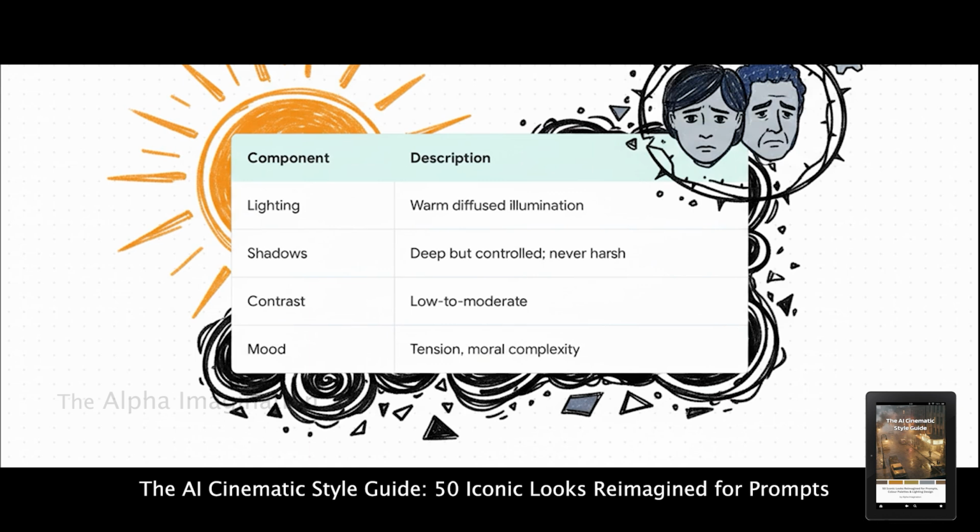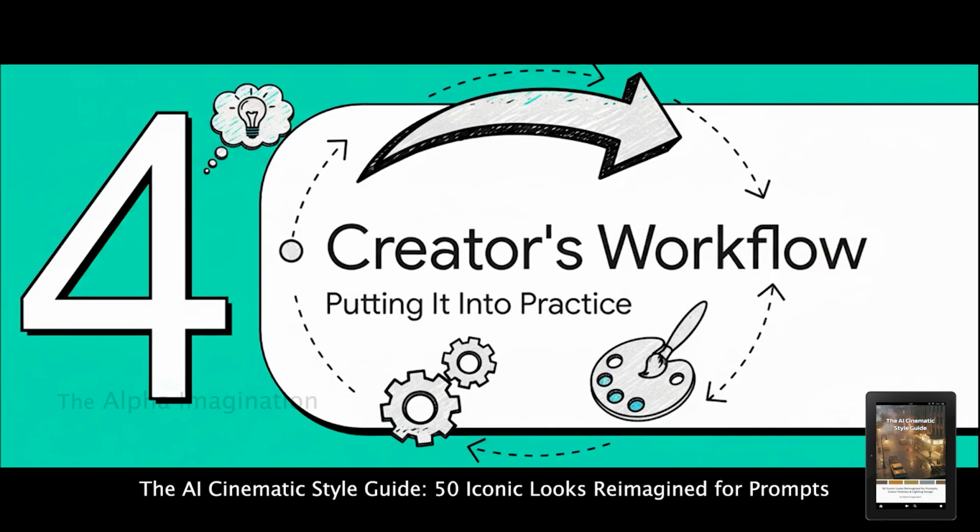The warm, diffused lighting feels intimate, right? But the deep but controlled shadows add a sense of mystery. The low to moderate contrast keeps it feeling realistic, which reinforces that whole mood of tension and moral complexity. When you define each part like this, you get a consistent feeling, not just a consistent look. Okay, so we've seen how to take a style apart. Now let's talk about how you can build your own creations.